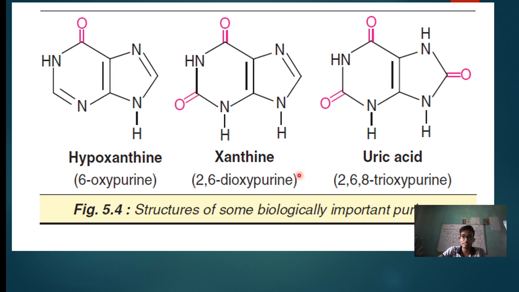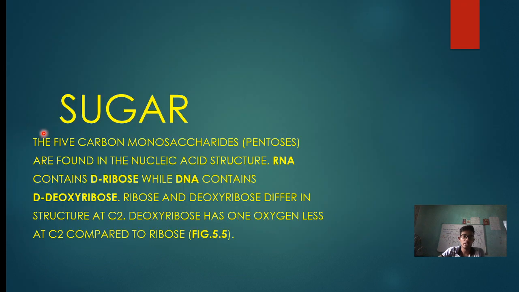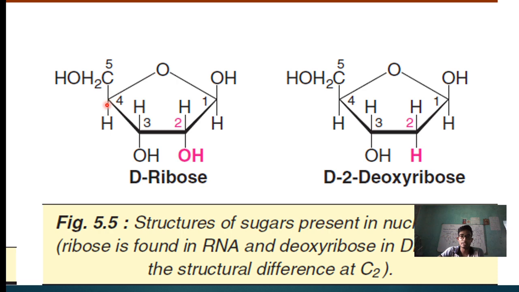So uric acid is the final or end product of purine degradation. Let's see about sugar. You know that sugar in this case is also a pentose. Sugar is also present here. It's called furanose. So here you can see this is the sugar for ribose and deoxyribose.